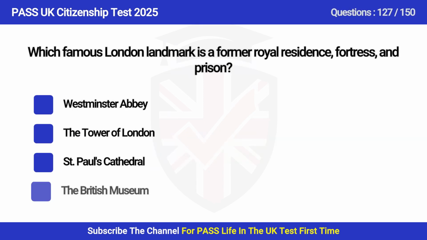Question 127. Which famous London landmark is a former royal residence, fortress and prison? A. Westminster Abbey, B. the Tower of London, C. Cathedral, D. the British Museum.